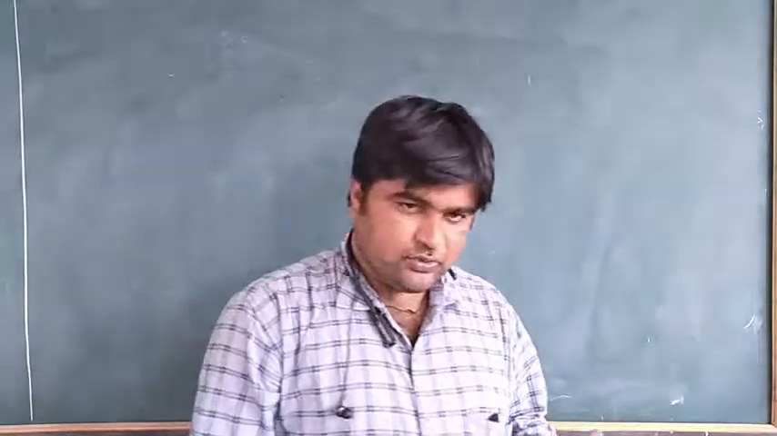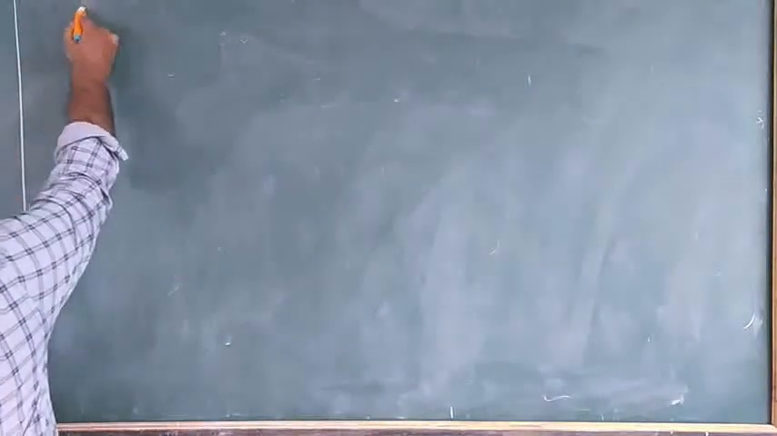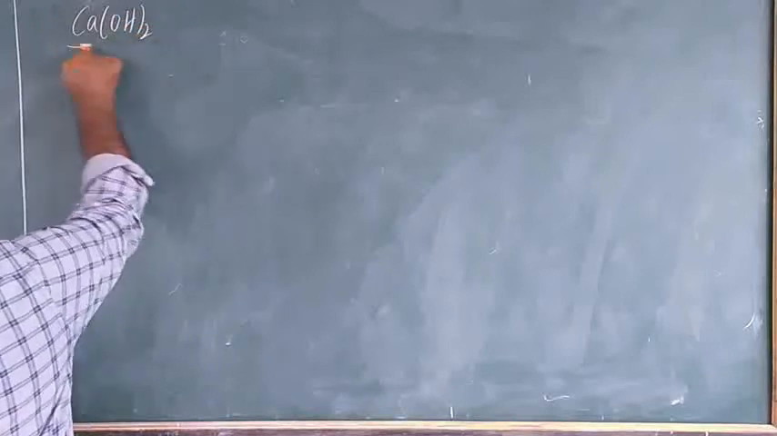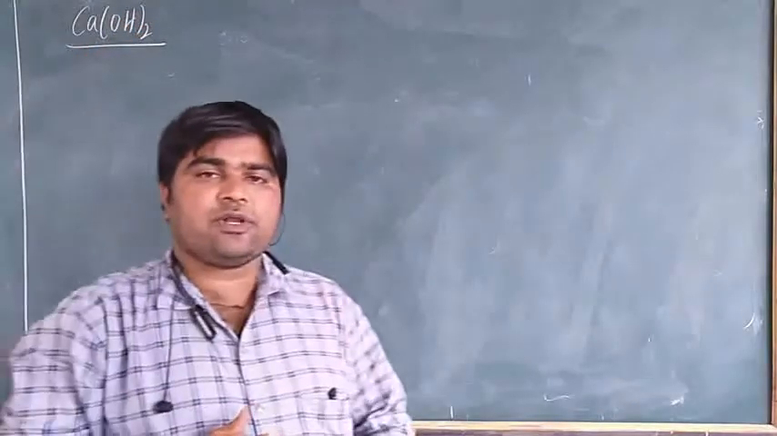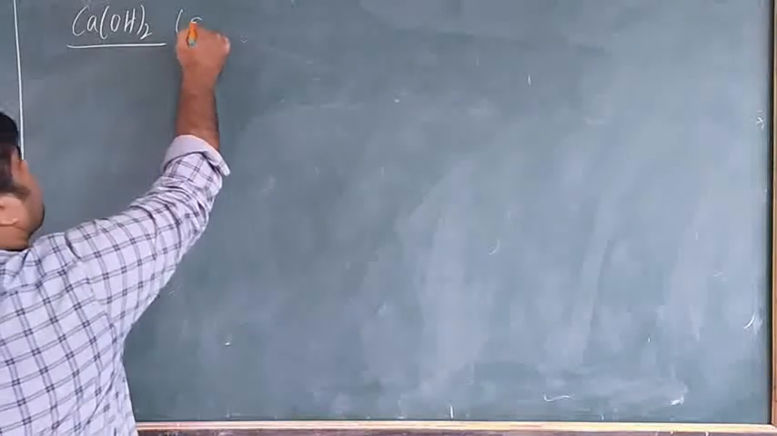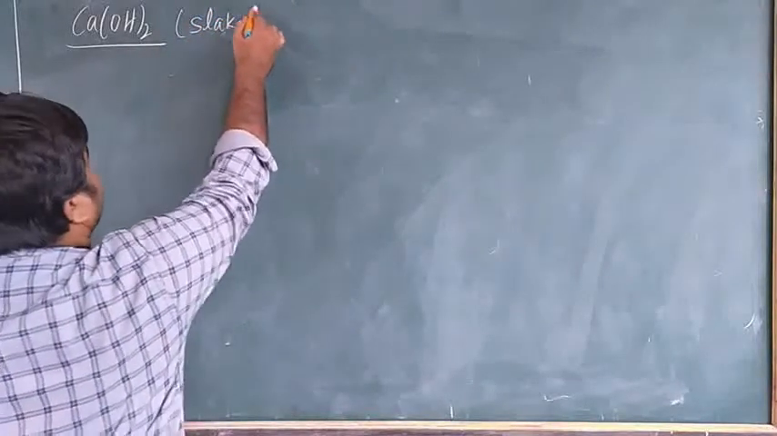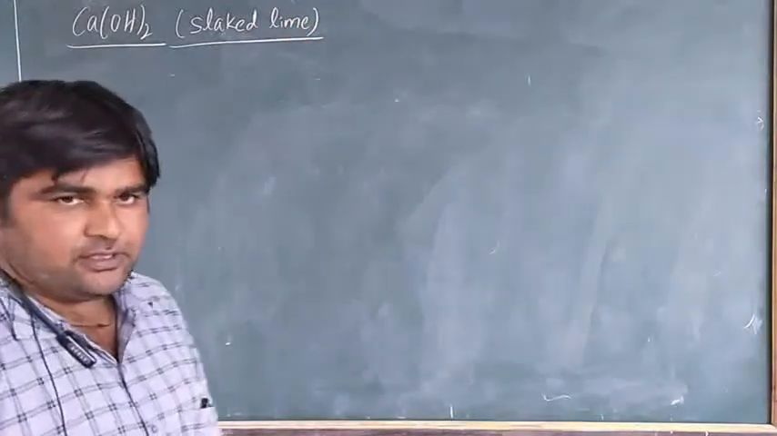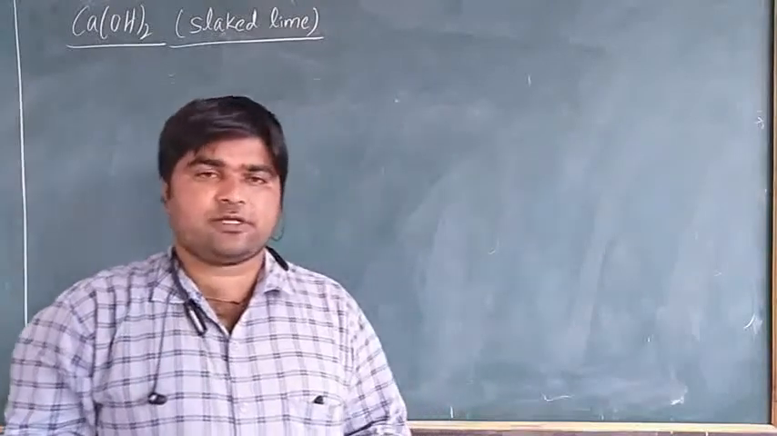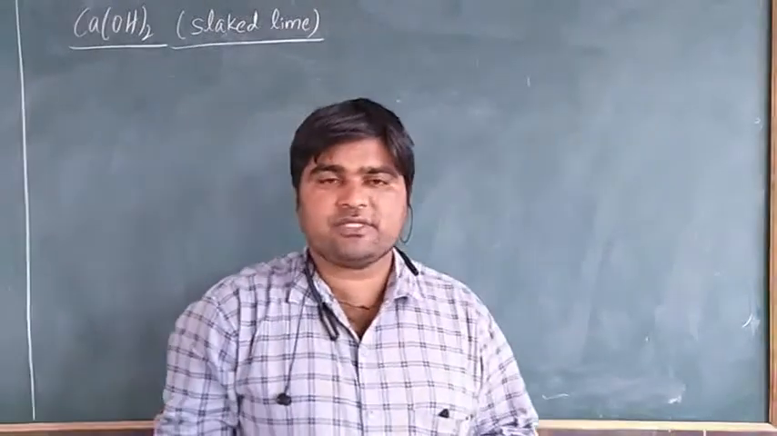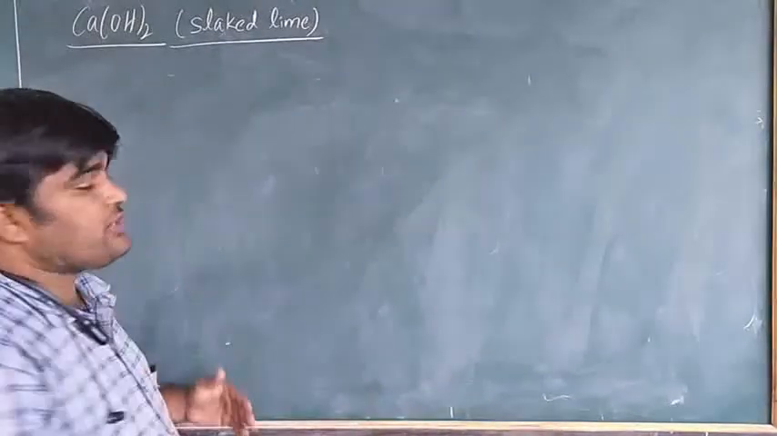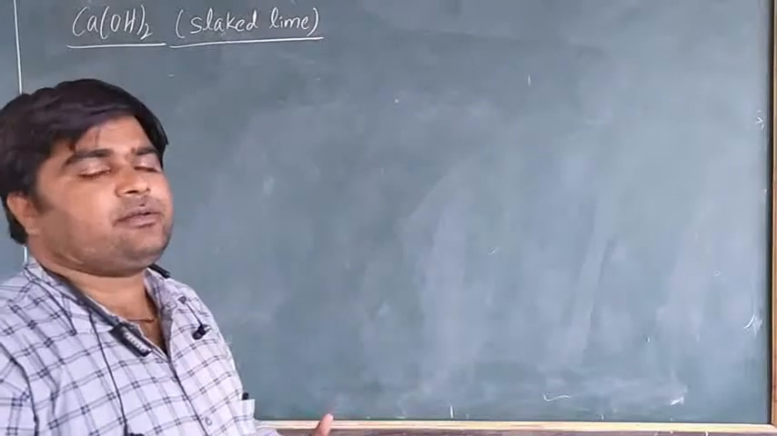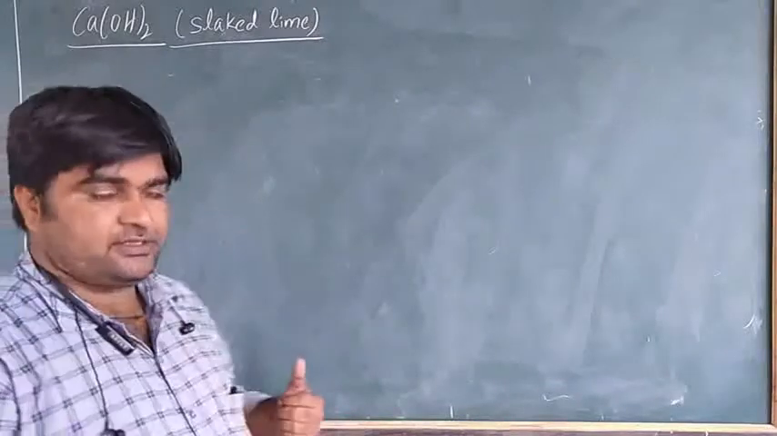Today we are going to discuss calcium hydroxide. Calcium hydroxide is also known as slaked lime. Last class we discussed calcium monoxide, that is calcium oxide. Today we discuss calcium hydroxide, also known as slaked lime. How can we prepare calcium hydroxide?